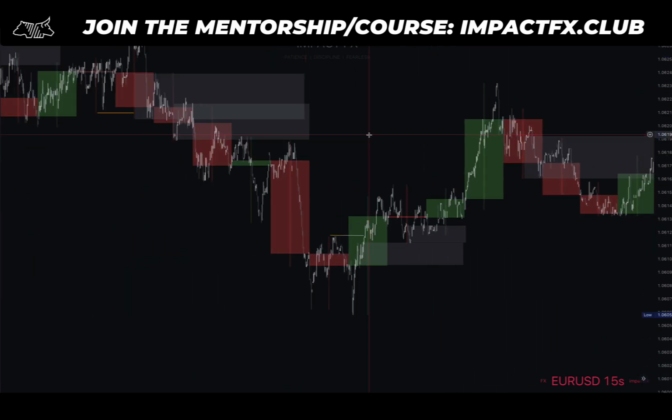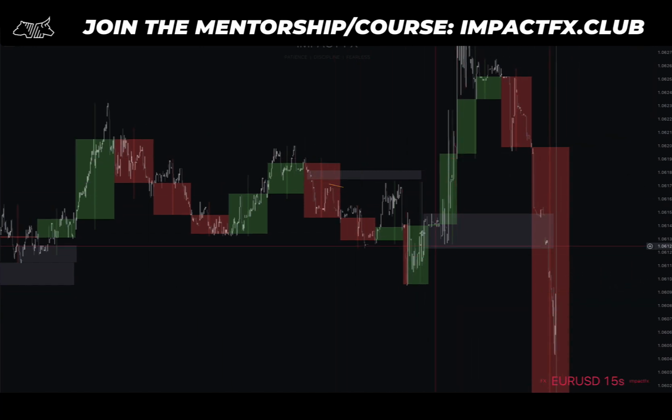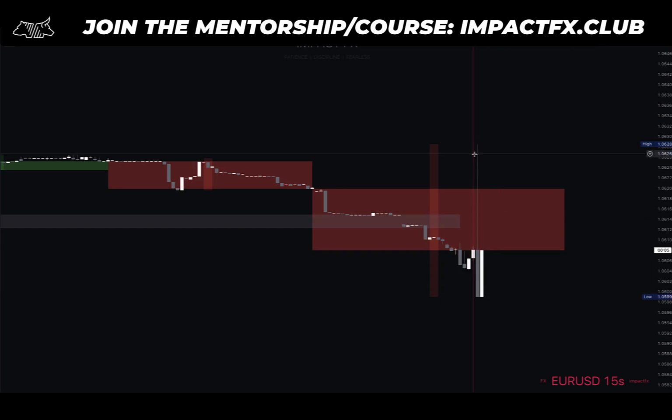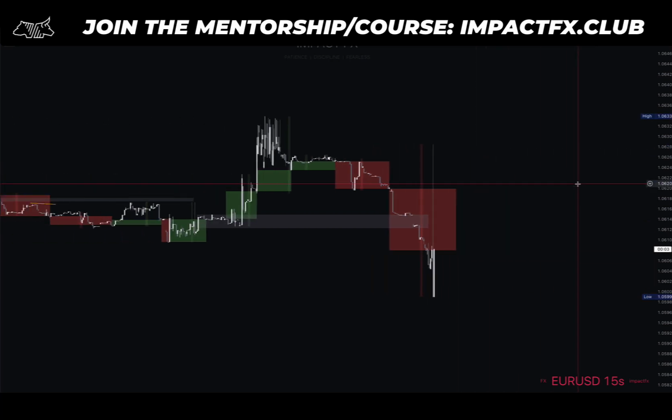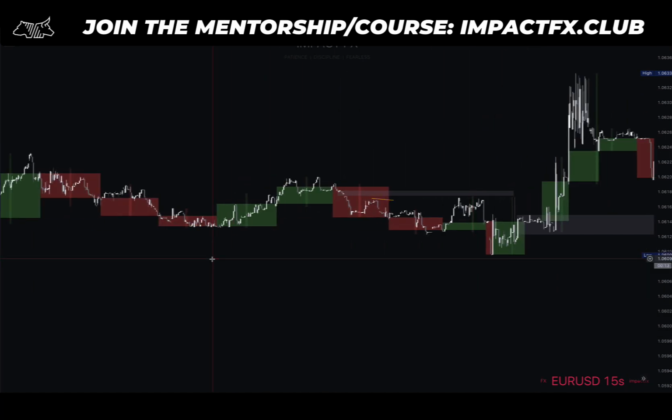So it starts to really help you understand where price is actually going, and you can start picking the markets apart, up and down, as price is making supply and demand. Wow, that was a massive wick right there. This is why you don't trade this time of day. But yeah, I hope that was helpful.